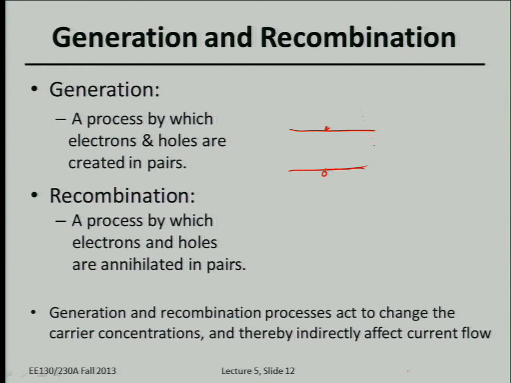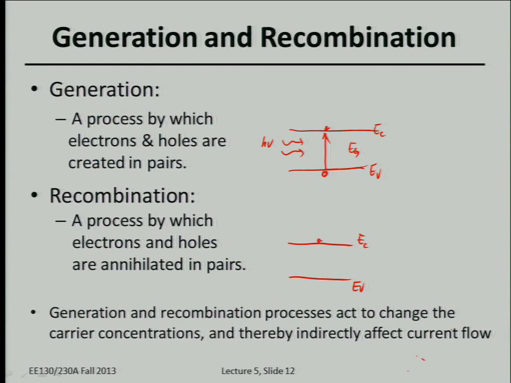Generation means previously I have nothing in my conduction band and valence band. Then by shining some light or by heating my lattice, by providing some excitation source, I'm able to create electrons in the conduction band, and simultaneously they leave me a hole in the valence band. This process is called generation. Energy needs to be provided to overcome the gap here, this is EG. The recombination is just the opposite.